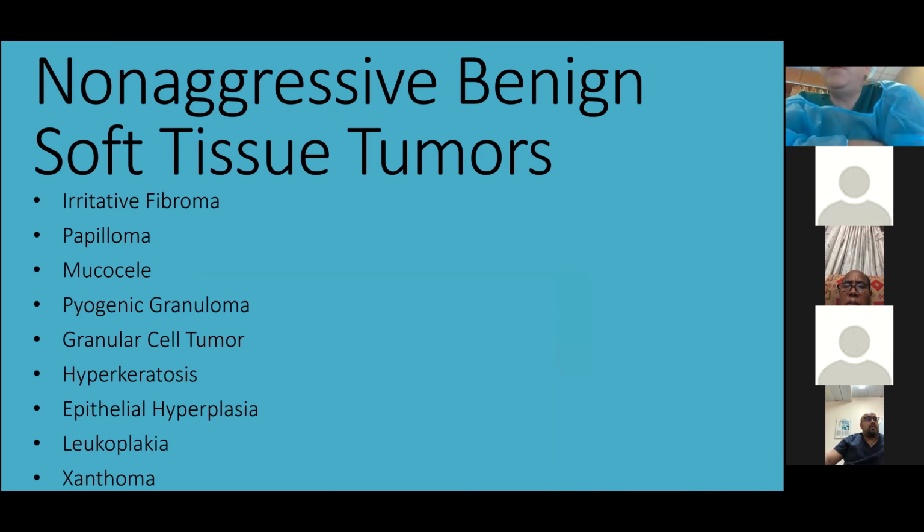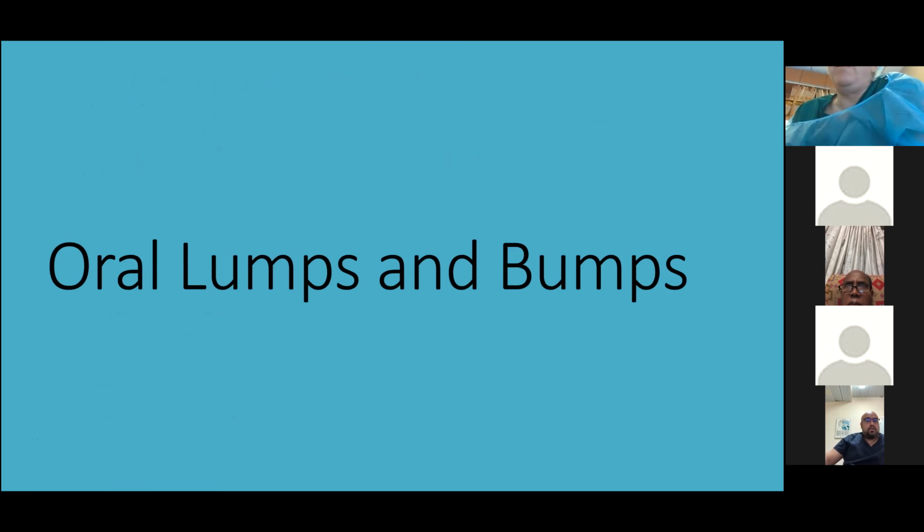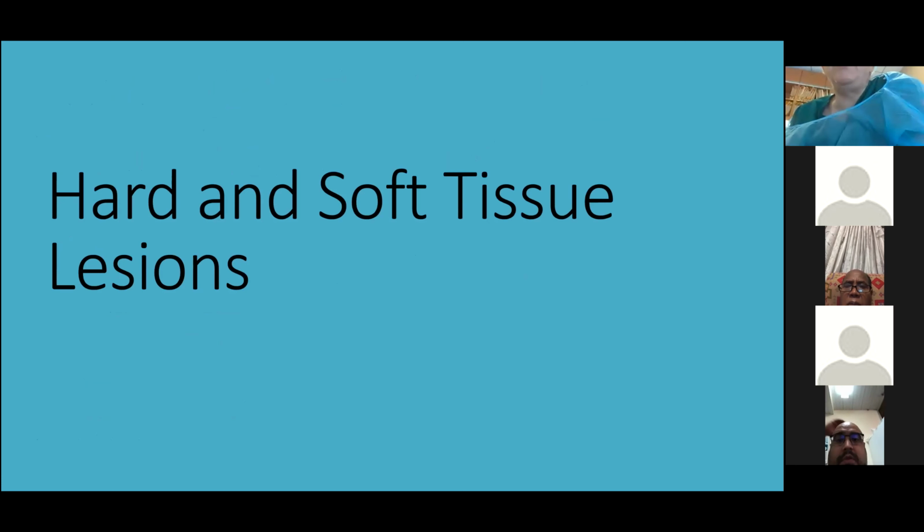Non-aggressive benign soft tissue tumors commonly seen include irritative fibroma, papilloma, mucocele, pyogenic granuloma, granular cell tumor of the tongue, hyperkeratosis, epithelial hyperplasia, leukoplakia, and xanthoma. These are benign lesions that we commonly see, so we call them oral lumps and bumps. Hard and soft tissue lesions.